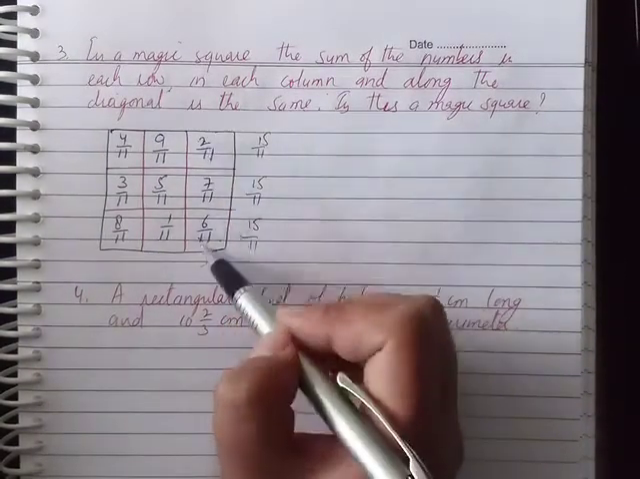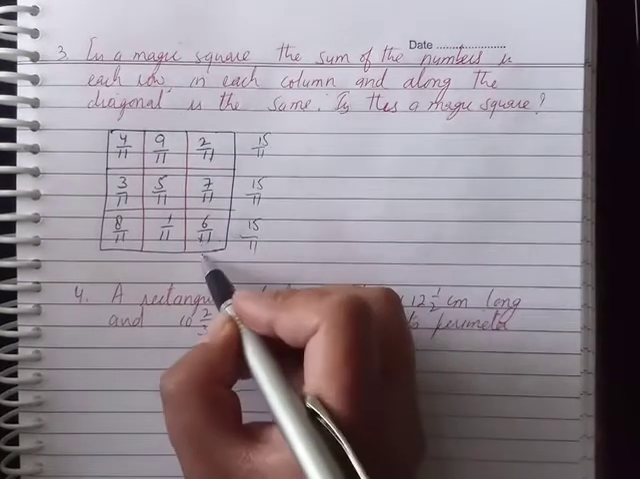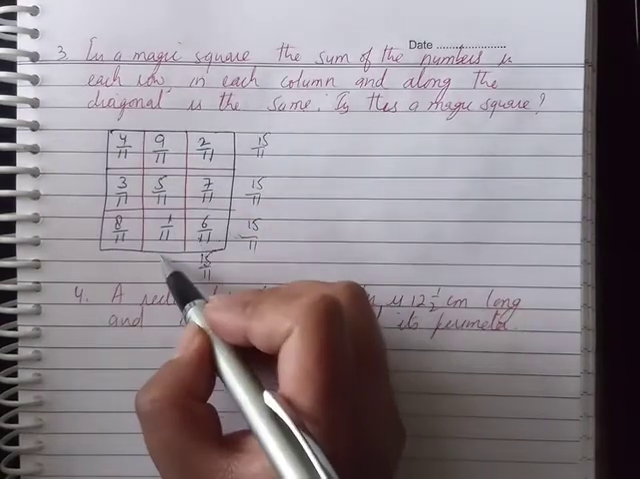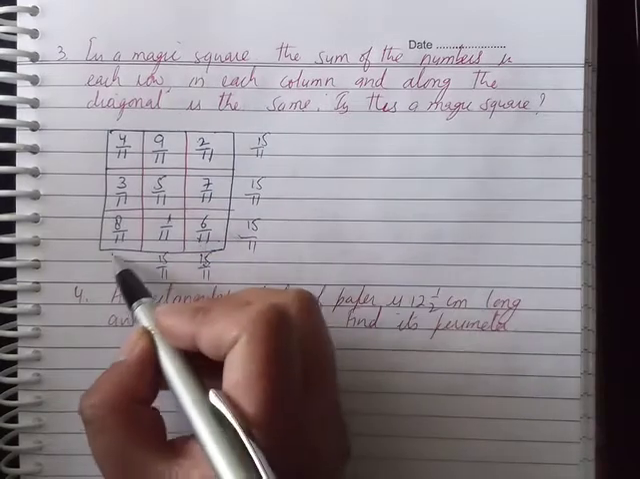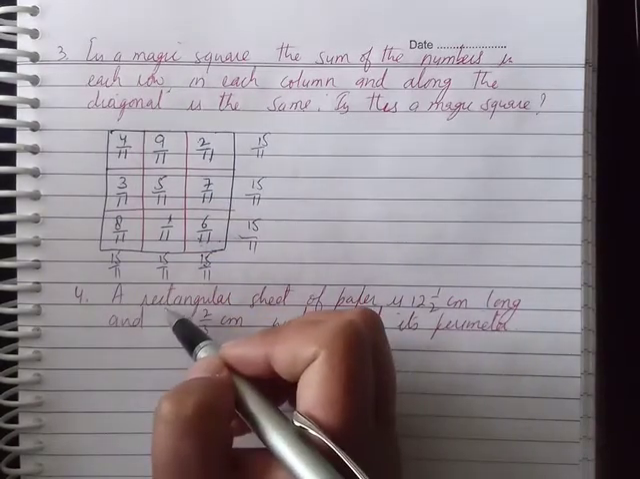Now let us check the columns. The first column: 2 plus 7 is 9, 9 plus 6 is 15, so 15 upon 11. The second column: 9 plus 1 is 10, and it also gives 15 upon 11. The third column: 4 plus 3 is 7, 7 plus 8 is 15, so 15 upon 11. Every column gives 15 upon 11.